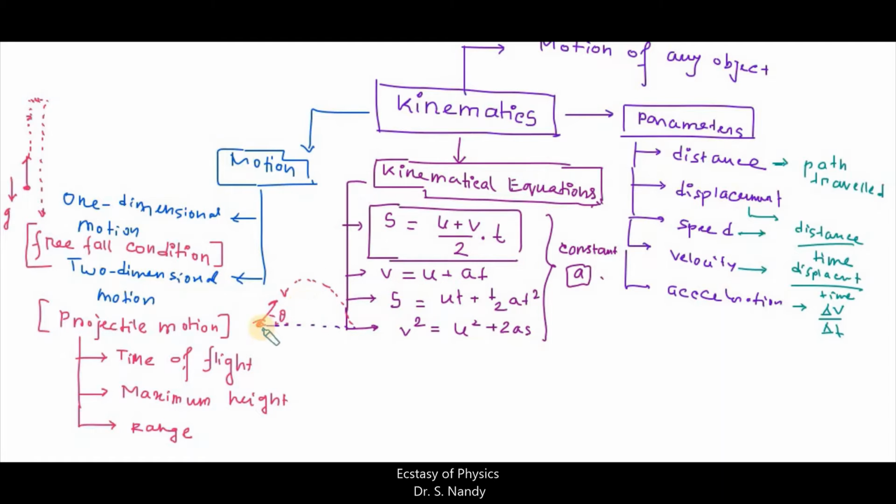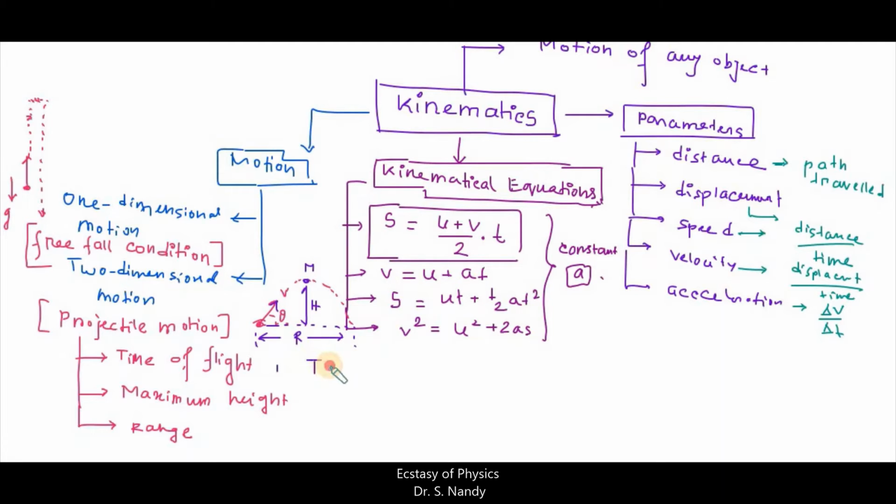Maximum height: during the projectile motion, what is the maximum height it traveled? The maximum vertical displacement is considered the maximum height. And the range is the maximum horizontal distance traveled. So let's consider the object has been thrown with initial velocity v, the velocity of projection, and the angle it makes is the angle of projection theta.